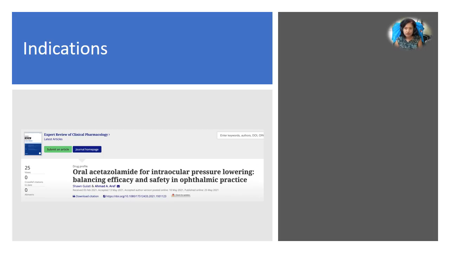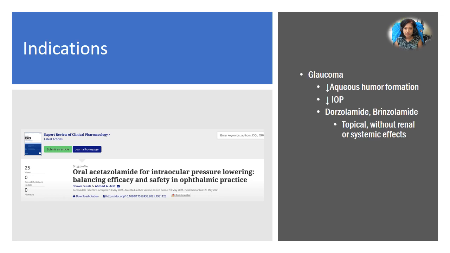The major indication for carbonic anhydrase inhibitors, as I mentioned before, is in the treatment of open-angle glaucoma to reduce the formation of aqueous humor, thus reducing intraocular pressure. Other agents in the carbonic anhydrase inhibitor class include acetazolamide, as I mentioned before, dorzolamide, and brinzolamide. Brinzolamide is a topical agent, and it has fewer systemic or renal effects than the others.